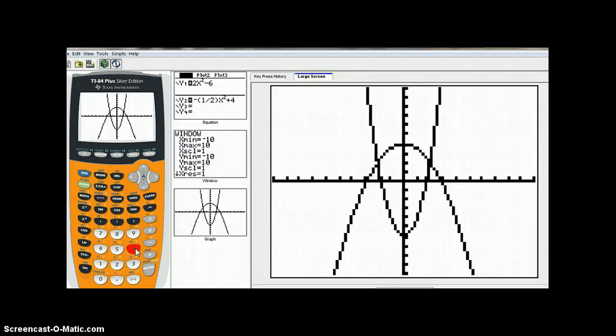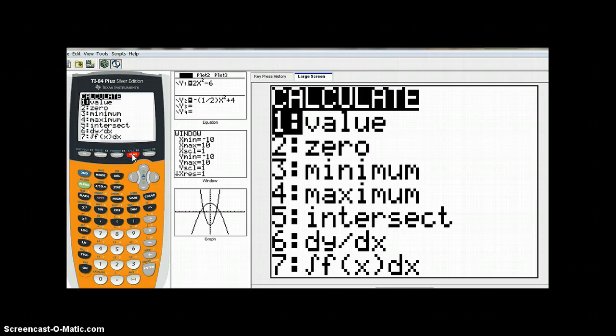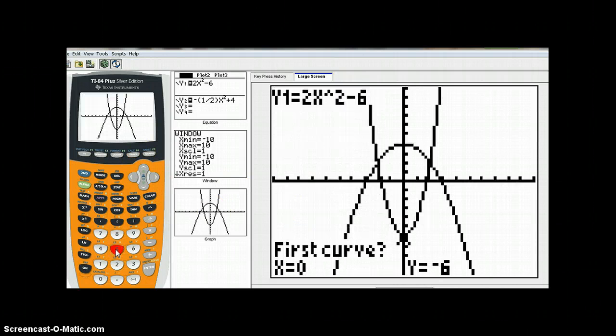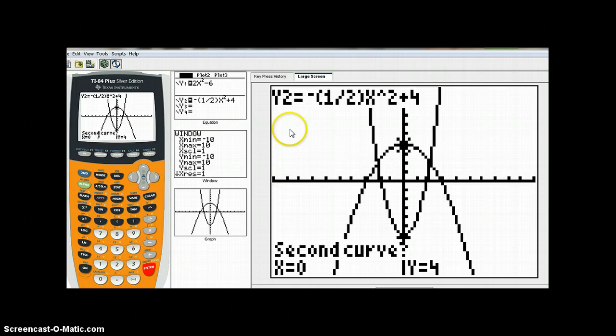And just like with the linear systems, we're looking for the points of intersection that will satisfy this system. So here's one point of intersection. Here's the other point of intersection. How do we find them? With our calculators, we go second function, calculate. We go down to number 5, intersect. And you can see the cursor's on equation 1, y1. Great, we want that. Cursor's on equation y2. Excellent, we want that. And now it asks us for a guess.